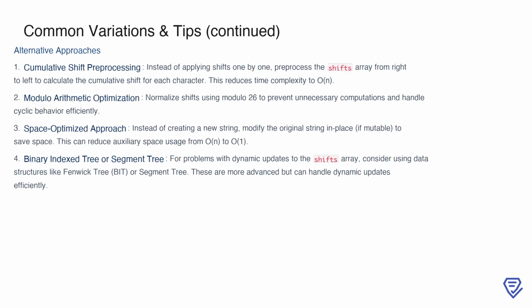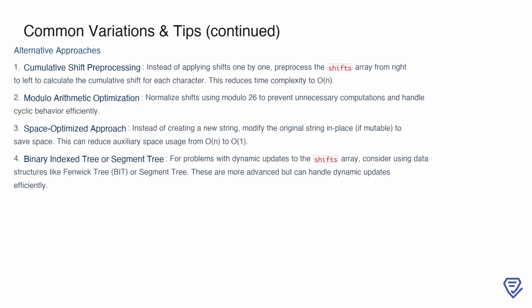Finally, let's look at some alternative approaches that can optimize your solution further. One effective technique is cumulative shift preprocessing. Instead of applying shifts one at a time, preprocess the shifts array from right to left to compute the cumulative shifts for each character, reducing the time complexity to O(n). Modulo arithmetic is another critical optimization. By normalizing shifts with modulo 26, you can handle cyclic behavior efficiently and avoid unnecessary computations.